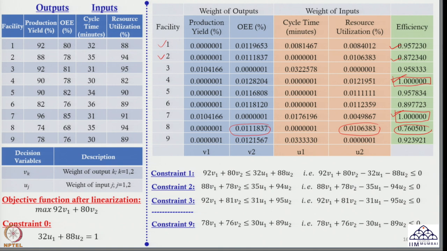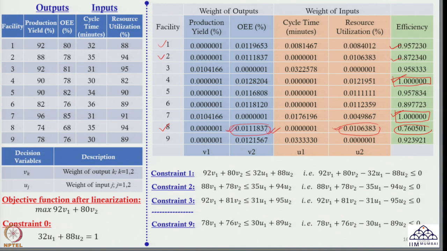If I have to increase the efficiency by putting in minimum effort, I should try to increase the overall equipment effectiveness of facility 8, because the weight is highest over here. Since the weight is highest here, I should focus on increasing output 2. That means for facility 8, I should try to increase the output of overall equipment effectiveness. If I put my resources into increasing it, my efficiency will increase at a faster rate.